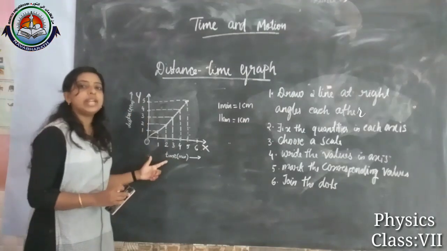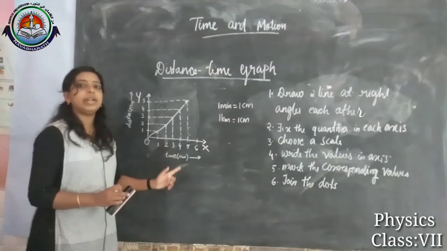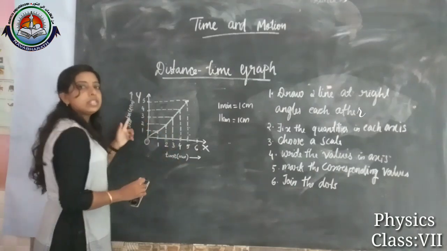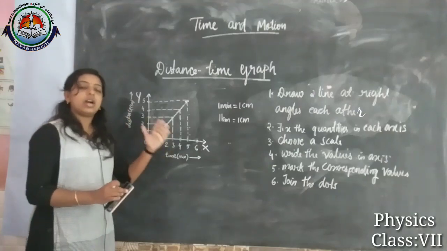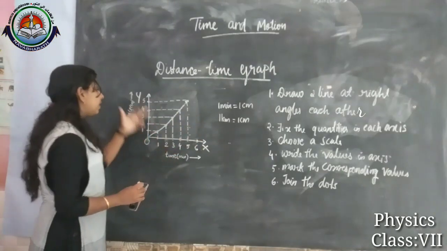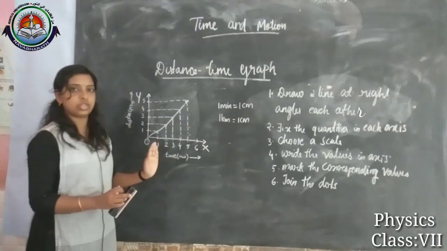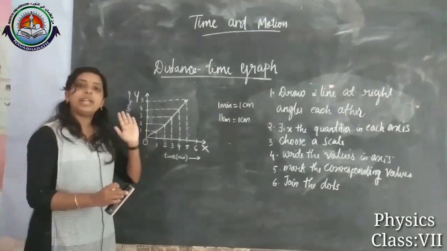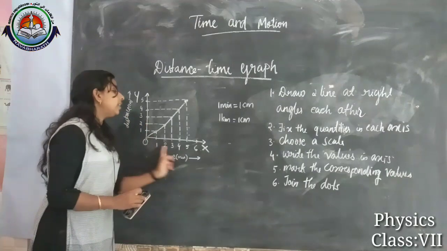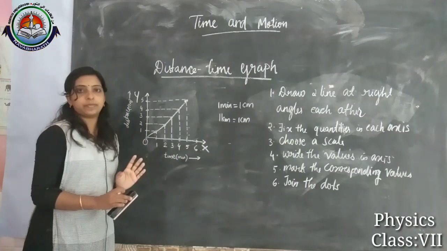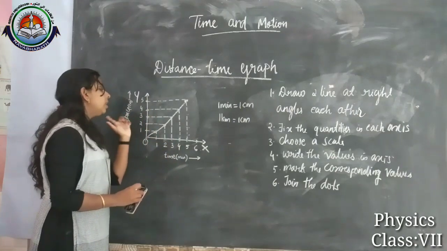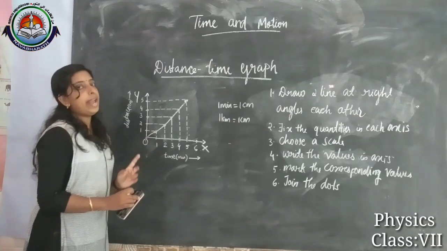Why are we writing time on the x-axis? Because time is an independent variable, that means we can change it at our own will. But distance, how far this vehicle or object travels, changes according to that time. So distance is a dependent variable. That's why we write the dependent variable on the y-axis and the independent variable on the x-axis. Every time we have to do it in the same way.